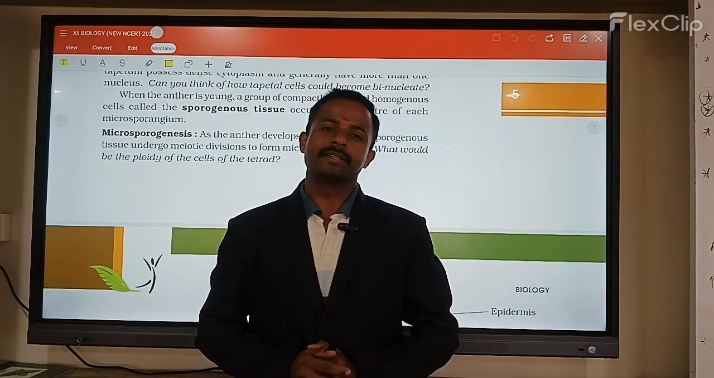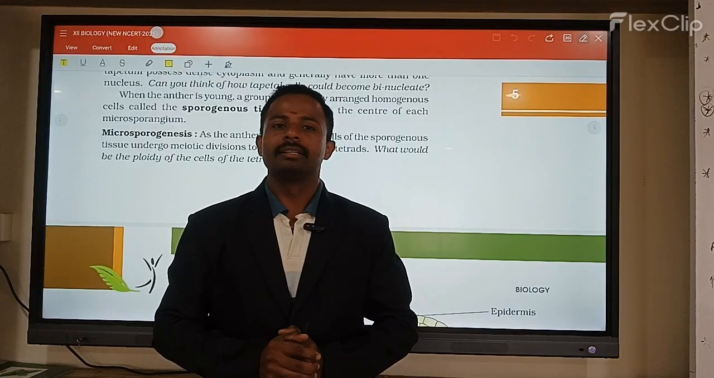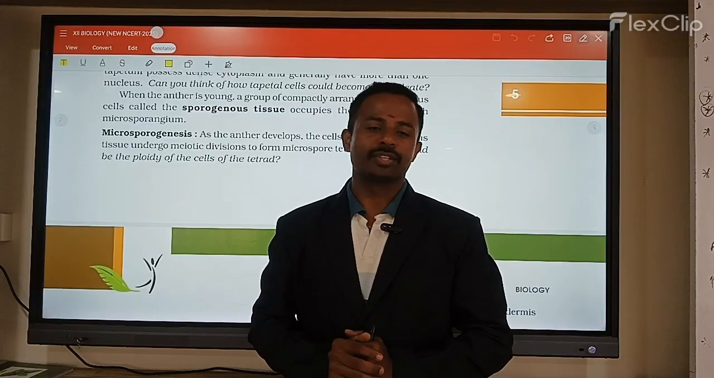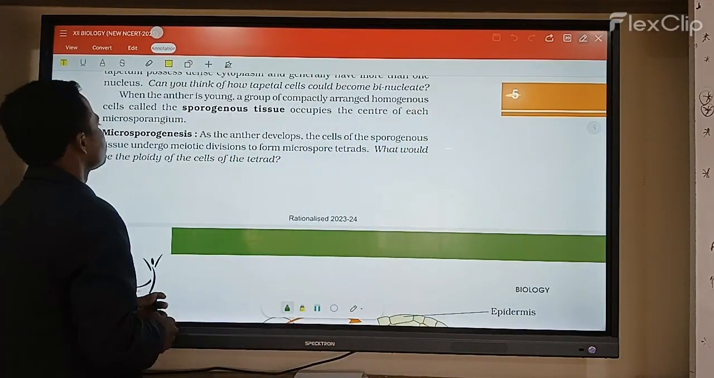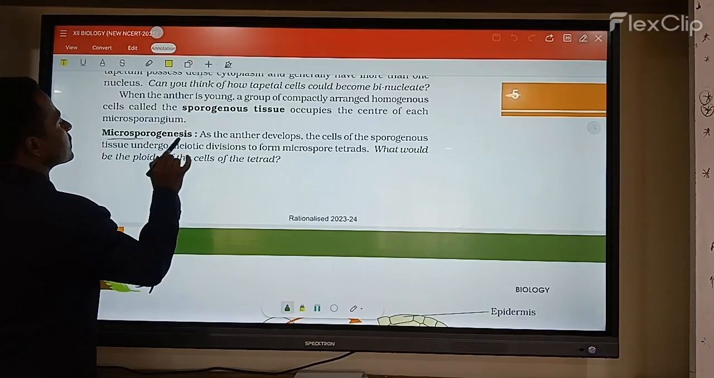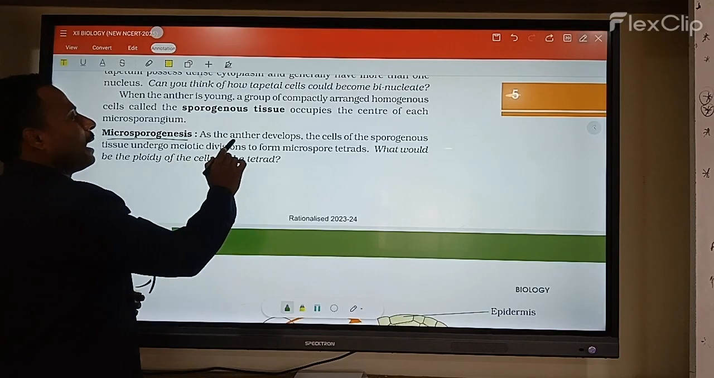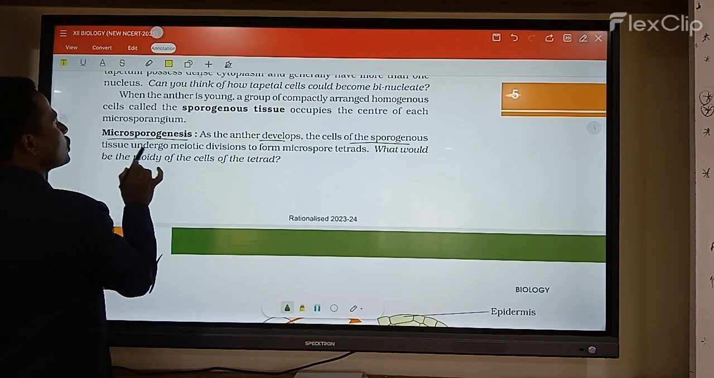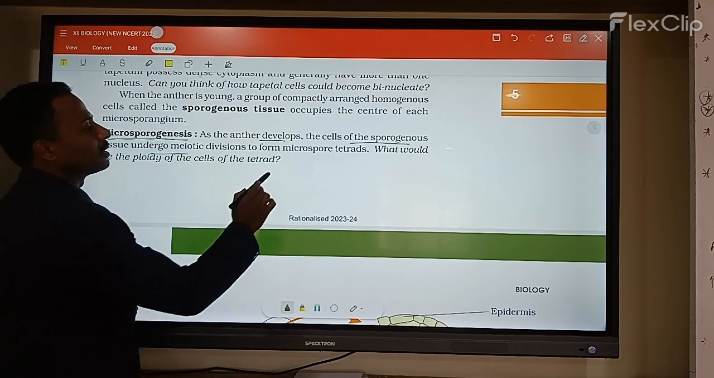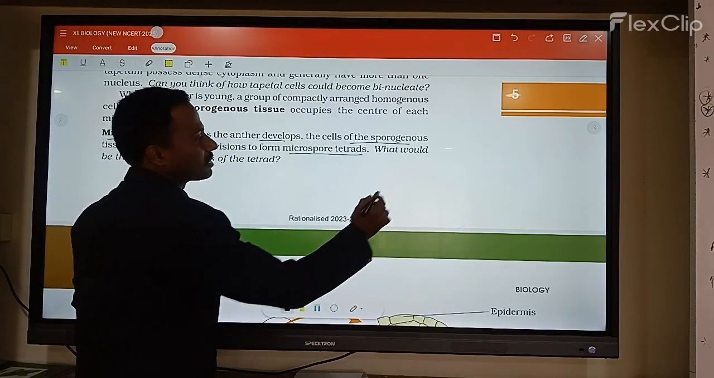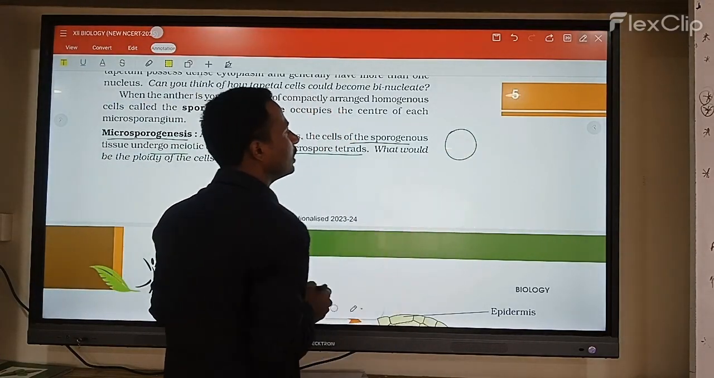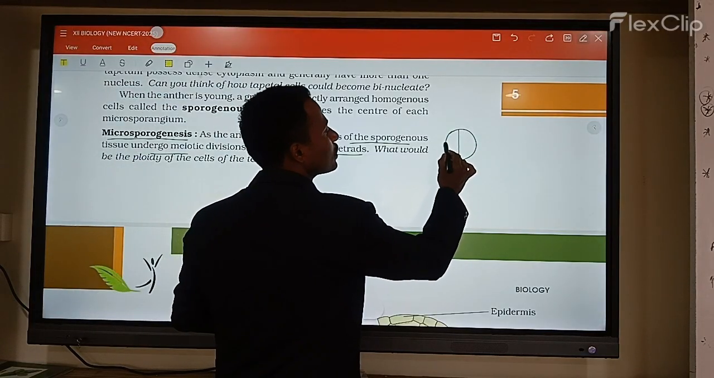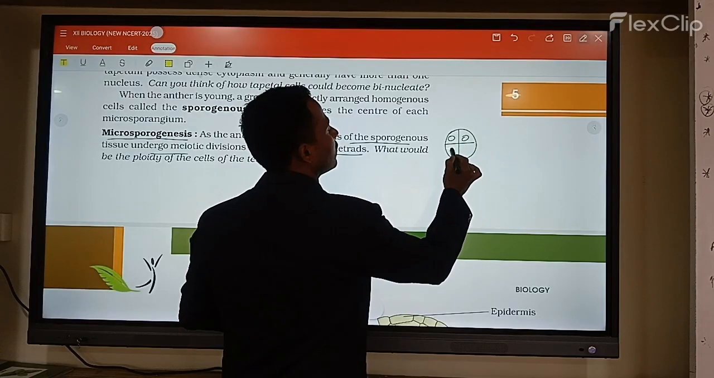For this section we will discuss NCERT class 12th, the chapter Sexual Reproduction in Flowering Plants, part 2, that is microsporogenesis. Here, as the anther develops, the cells of the sporogenous tissue undergo meiotic division to form microspore tetrads. When you take one particular anther, after the microsporogenous tissue develops, it forms tetrads.